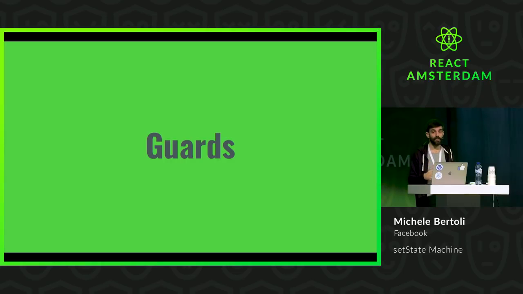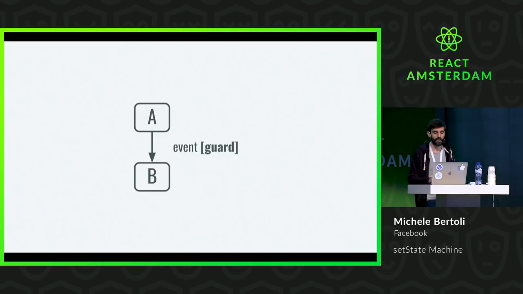Another feature is guards, which are basically conditions. You're still going to have conditions, but only on transitions. So you don't have to check if the machine is in state A or B, because the machine knows that. You can guard a transition with a condition. For example, this machine is going to transition from A to B on the event only if the guard is true. And you put the guard into square brackets.